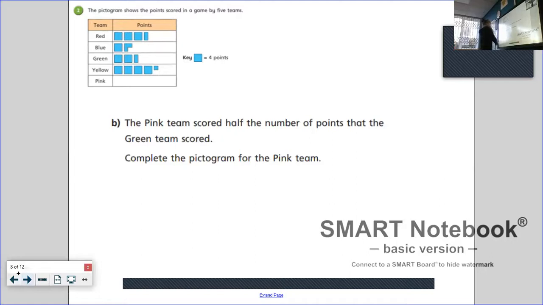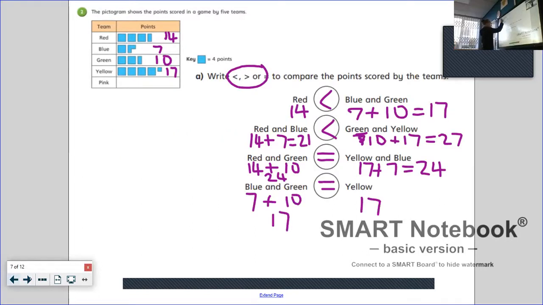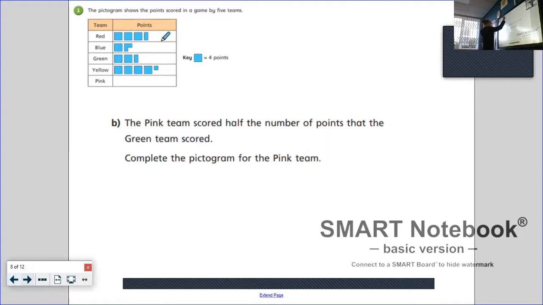Let me just double check my numbers before I forget them. 14, 7, 10 and 17.